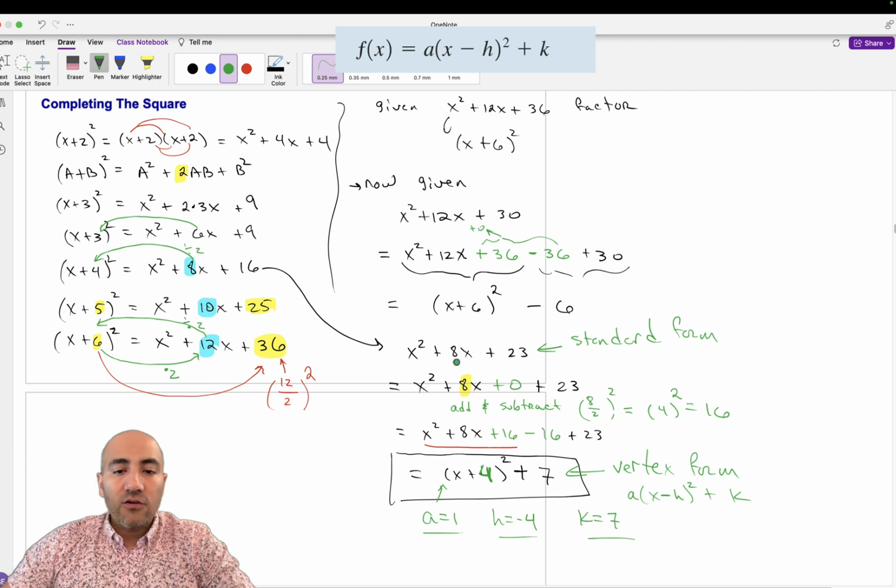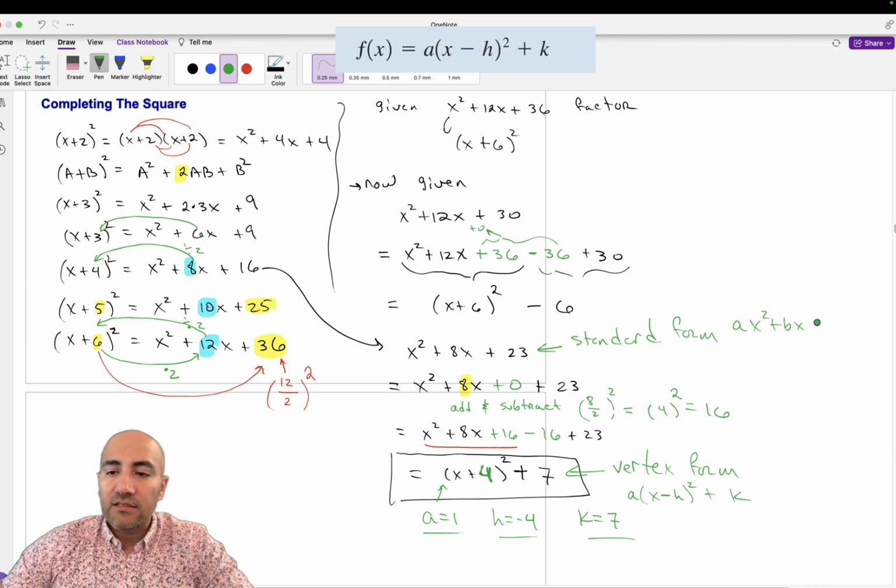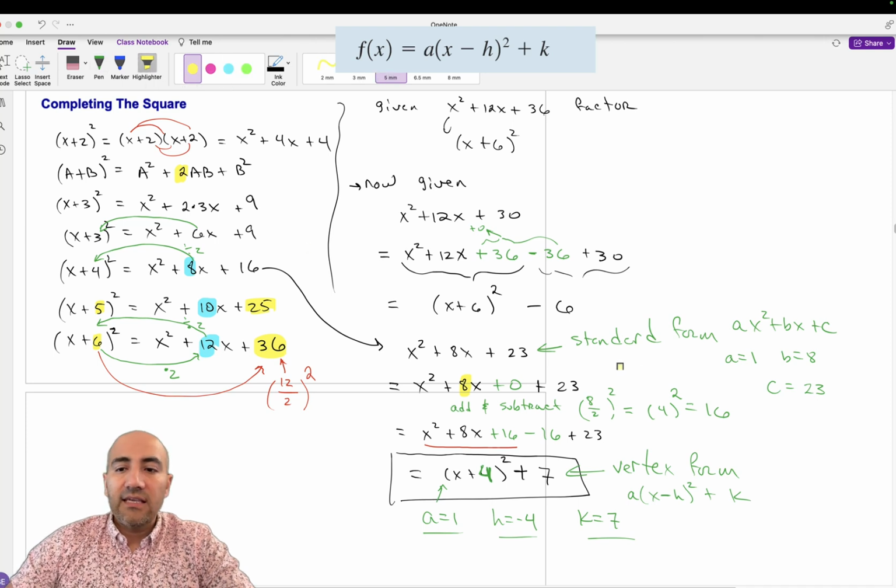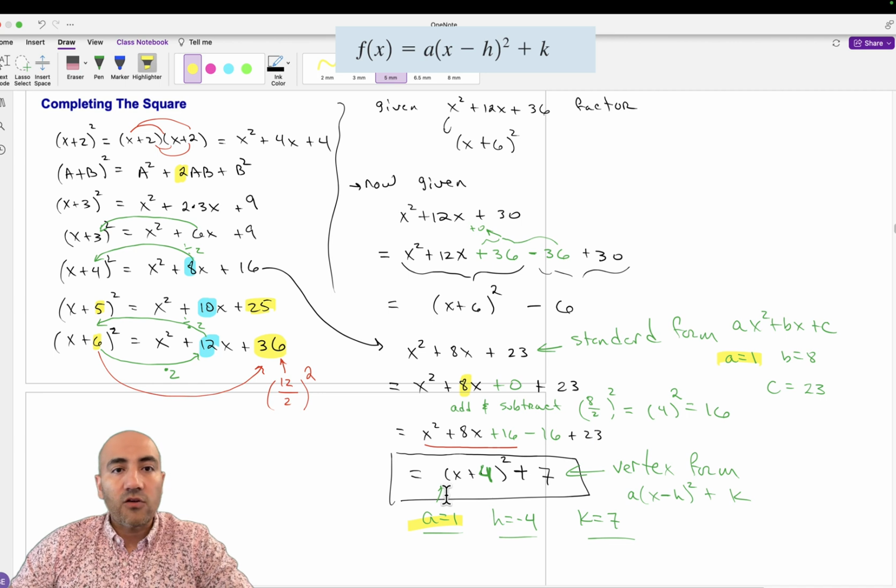Whereas over here, the standard form of a quadratic was ax squared plus bx plus c. Right? And so in this case, the a was a 1. The b is an 8. And the c is a 23. Good. Notice that in both cases, the a stays the same. A is the same. It's a 1. That's always going to be the case.